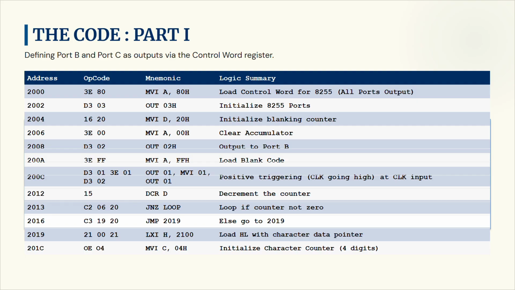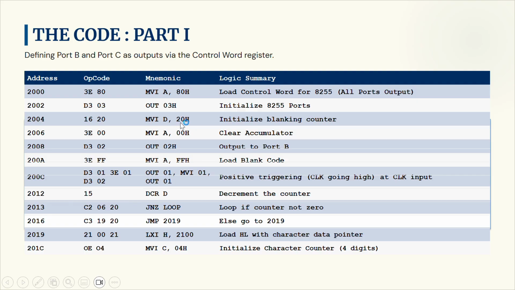This is the code. I have divided it into two parts because the entire code will not be able to fit on one screen. So firstly, we have the initialization starting from the address 2000. So we set up the hardware and clear the display. We load the accumulator with 0AH and output it to port 03 to configure all ports of the 8255 as output ports.